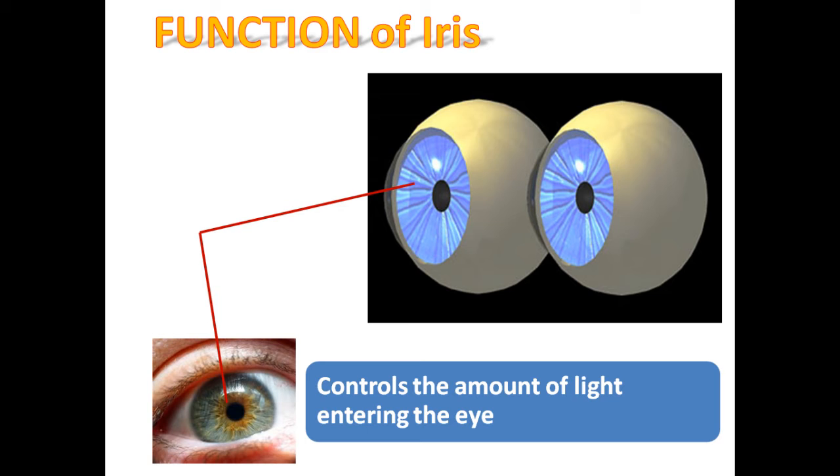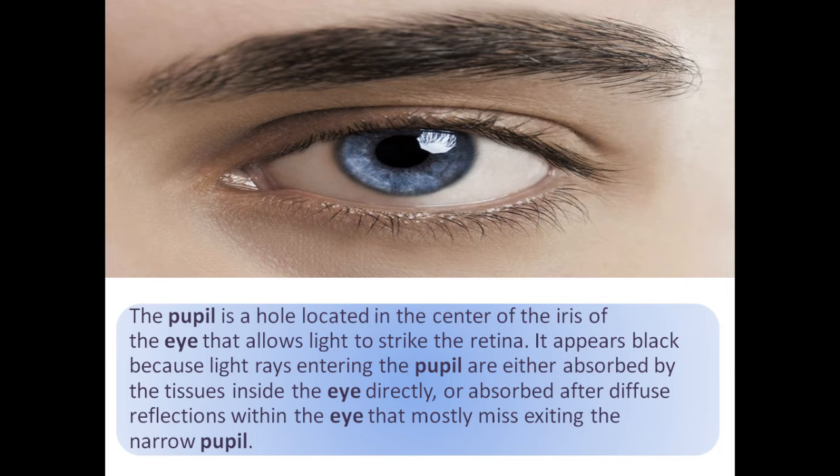Next, we are going to discuss the pupil. The pupil is a hole located in the center of the iris of the eye that allows the light to strike the retina. It appears black because the light rays entering the pupil are either absorbed by the tissues inside the eye directly or absorbed after diffuse reflections within the eye that mostly miss exiting the narrow pupil.